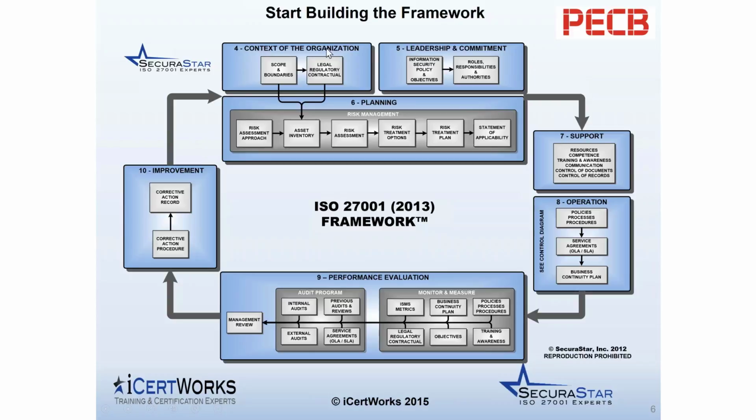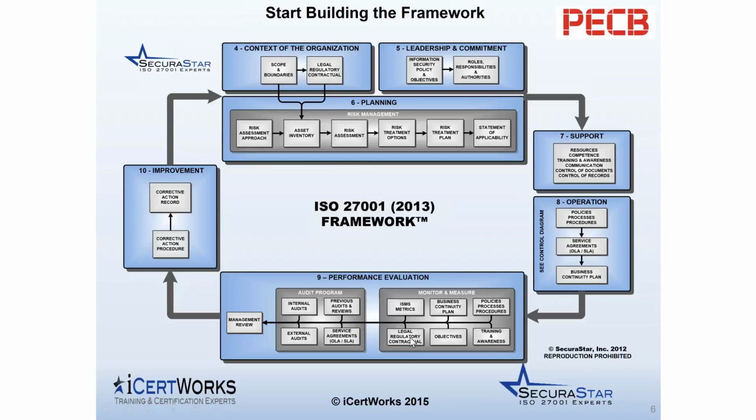And so you'll see right up here, starting in chronological order here, this says Clause 4, context of the organization. And there are typically two main outputs of this requirement here, and one is going to be a documented scope. That's actually the only thing that's required to be documented in Clause 4, and the legal, regulatory, contractual requirements that we need to monitor and measure.